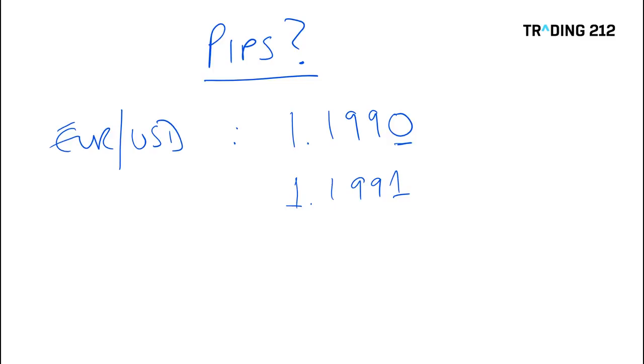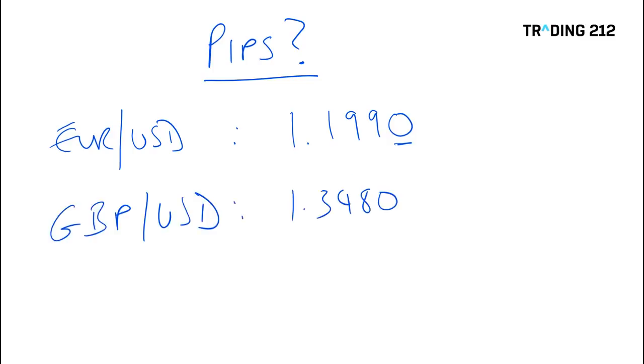Let's take a look at pound US dollar. At the time of recording, the pound against the dollar was trading at 1.3480. Again, it's quoted to 4 decimal places, and it's this last one here that is the important one. Even if your broker has got another number on the end, it's the 4 decimal places that we're after. So it's the movement here that's the important one.